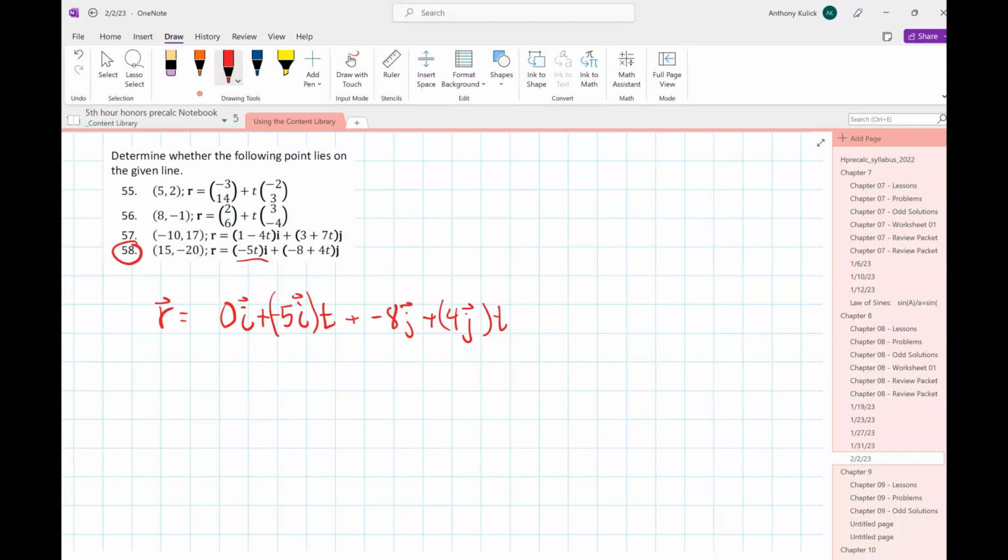Everybody's okay with just what I've done there? I haven't really done anything. I just kind of rewrote it. So the stuff without the t's on it, I'm going to group together. And the stuff with the t's on it, I'm going to group together.